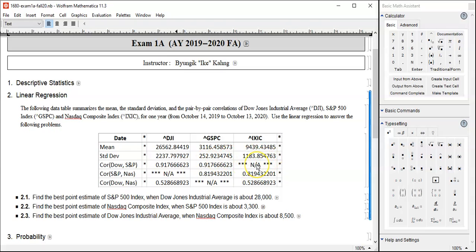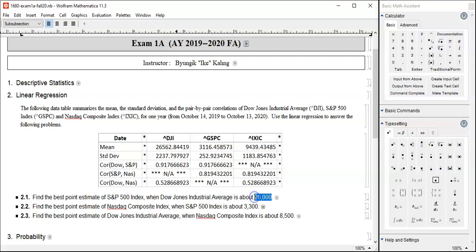So for NASDAQ, no consideration here. Here's another correlation, S&P and NASDAQ. These two are the same, of course, and Dow is not related. And third, Dow and NASDAQ, so this one and that one, those are the same. And the third column doesn't do anything here. So that's what it means by pair-by-pair correlations. Okay, using all this data set, and also using this number, you have to do some regression prediction.